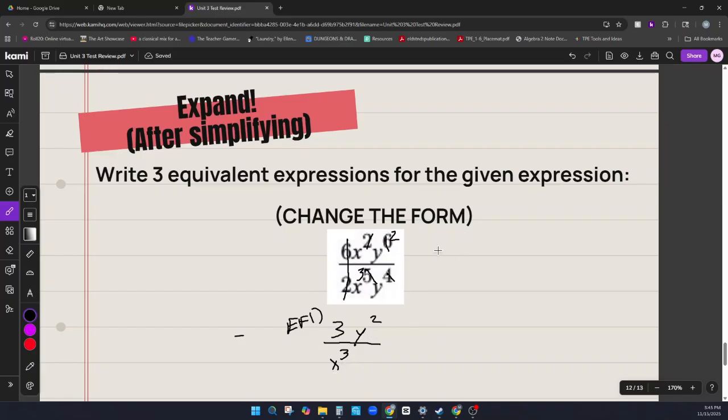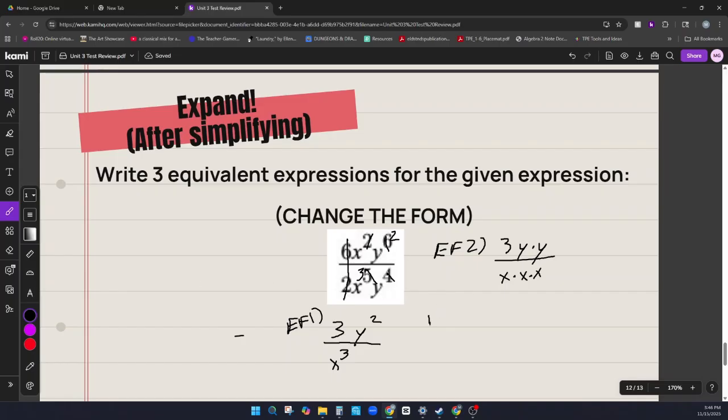I could expand out my variables. This will be EF2, which is just me writing out my exponents. So that's going to be y times y and x times x. This is my new form here.